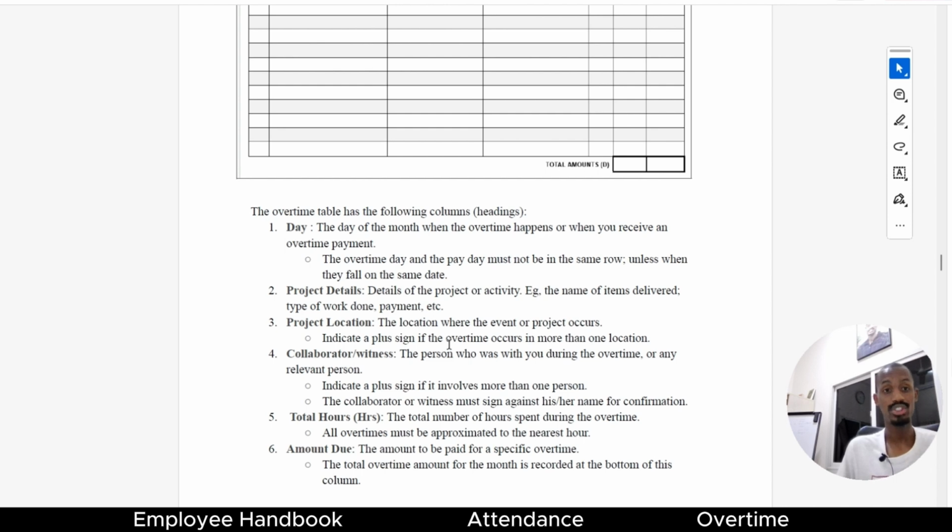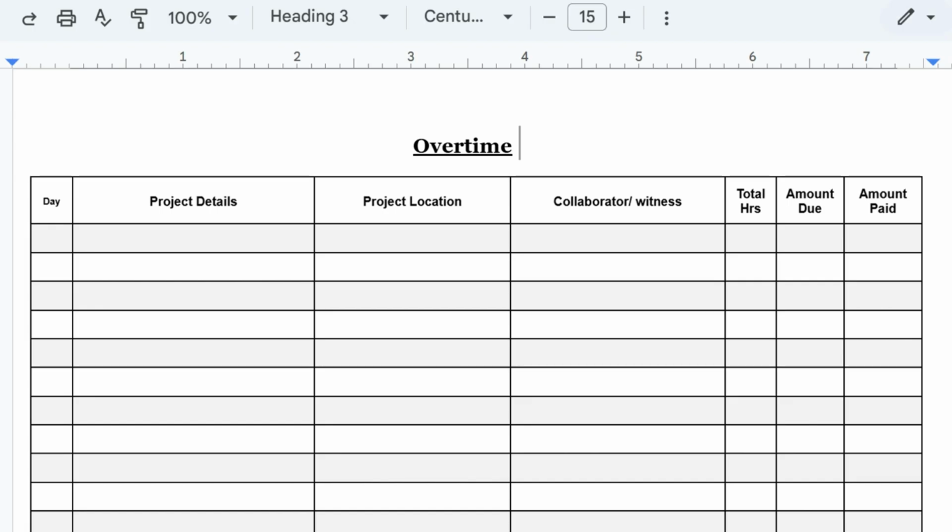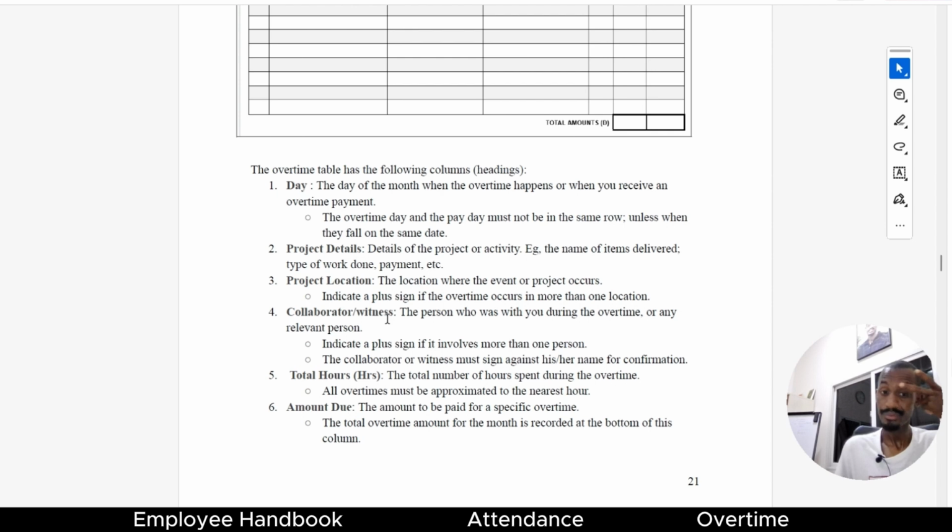So you normally put a plus sign at Job Events to indicate that it is plus other things. Collaborators as well: who were you with for your overtime? This is like evidence, a witness, because you can just claim overtime, and the company sometimes needs some evidence. If you were with more than one person, just put the first person, probably your favorite person, and put the plus sign, meaning other people. Indicate a plus sign if it's involved. The collaborator or witness must sign against their name as well, right? I will give an example, don't worry.